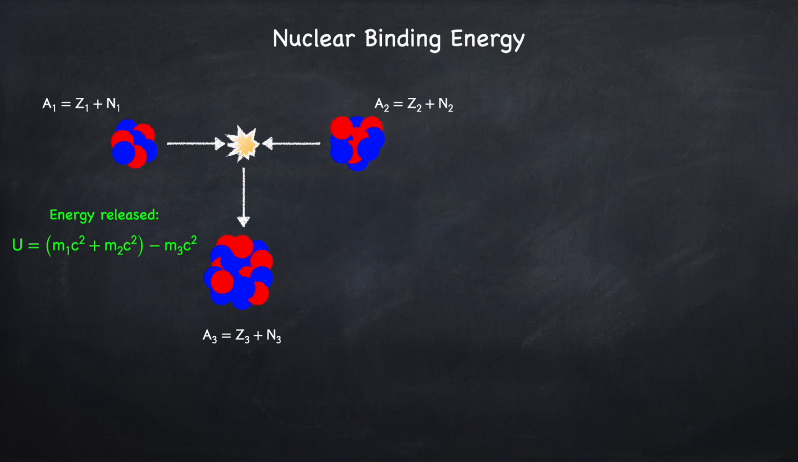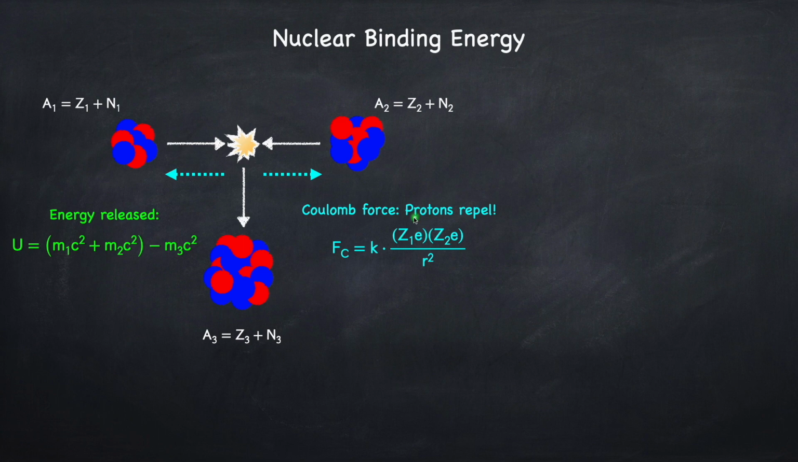Now, nuclei are positively charged because they're made of protons, which have positive charge, and neutrons, which have no charge. And positive charges repel one another according to the Coulomb force, or the electrostatic force. This force is proportional to the charge of each initial nucleus.